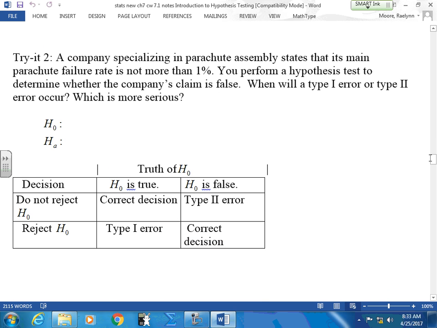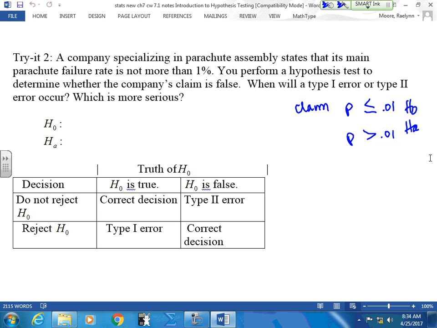here's another good one. I love this one. A company specializing in parachute assembly, that'd be me, this is my company, states that its main parachute failure rate is not more than 1%. That's my claim. How do I write my claim? This is me, the parachute company. P less than or equal to 0.01. Is this my H0 or my HA? H0. What's my HA?